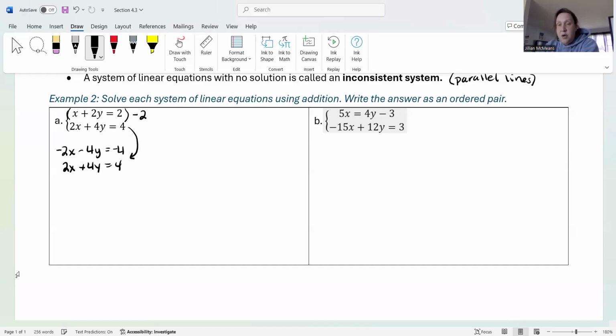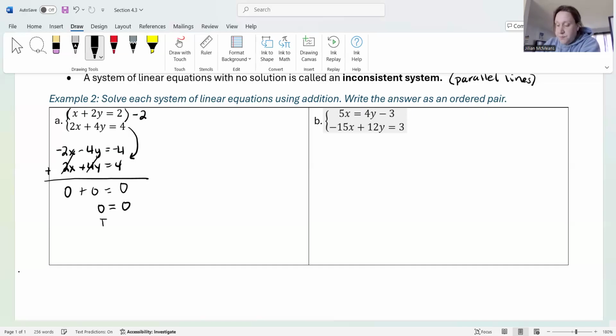Well, hopefully at this point you're like, whoa, something's happening here. Yes, something is happening here. When I add the two equations, look at what happens. Well, negative 2x plus 2x is 0. Negative 4y plus 4y is 0. And negative 4 plus 4 is 0. So we end up with a situation where we get 0 equals 0.